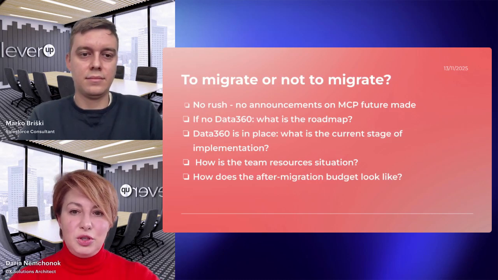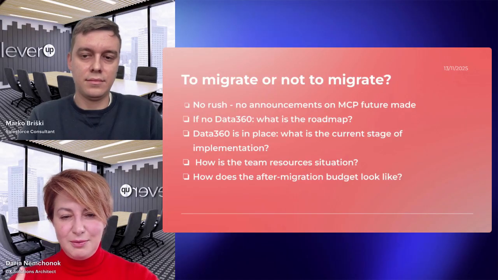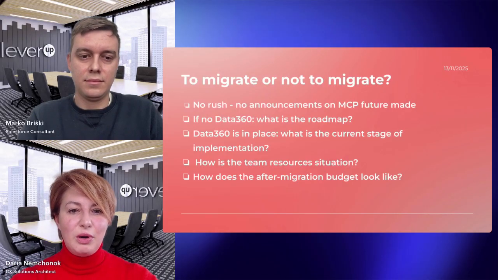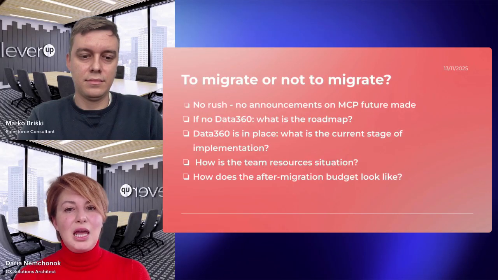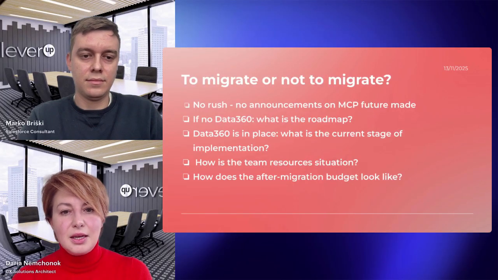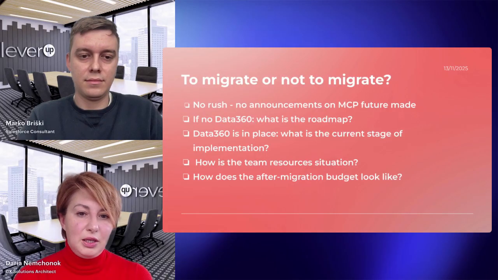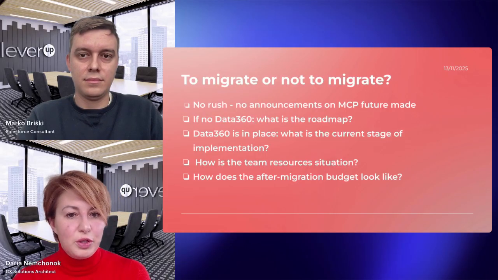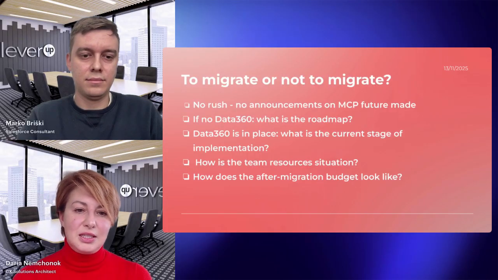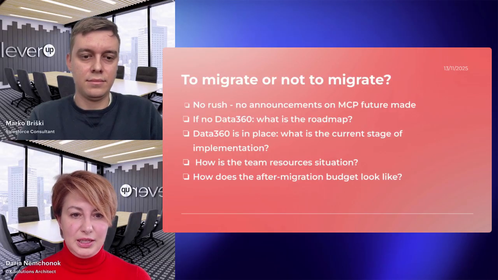Now, your team's resources situation. As we mentioned earlier, there is quite a significant learning curve. The functionality is the same, but the learning curve of how you do the same familiar things is different. So do you have the bandwidth? Does the team have the bandwidth to learn and absorb new things? This is something that also has to be carefully planned.